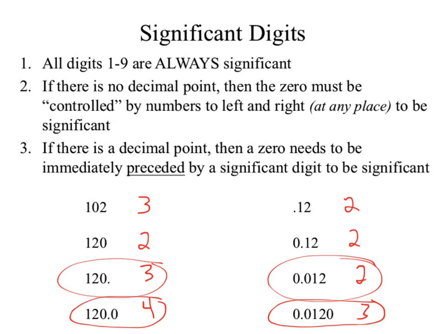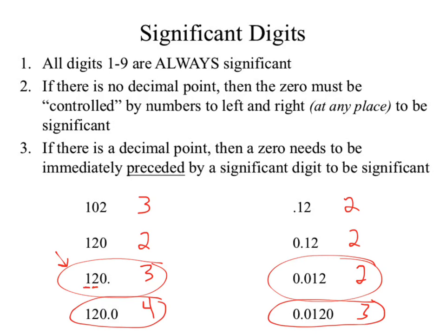So we'll take a look at the problems that you had questions about. We'll start with our first one on the left: 120 with a decimal point. In my analysis, I always underline my significant digits. The 1 and 2 are always significant because they match rule number 1: digits 1 through 9 are always significant.